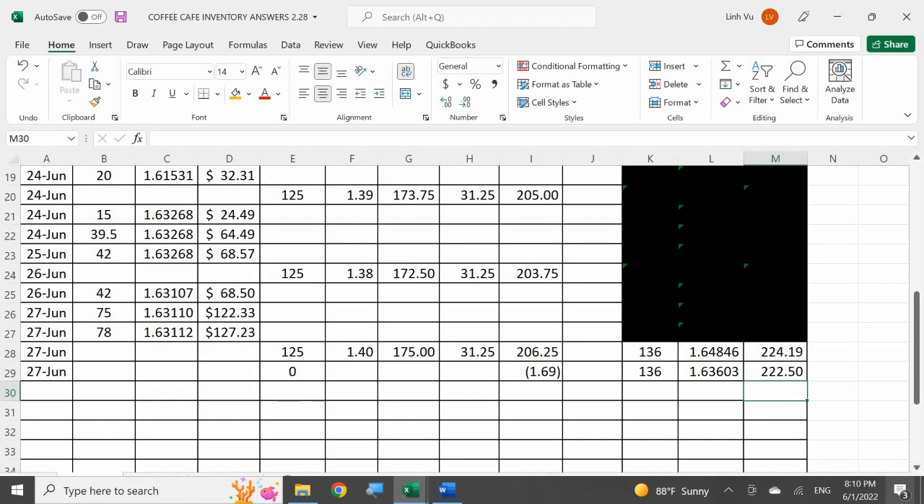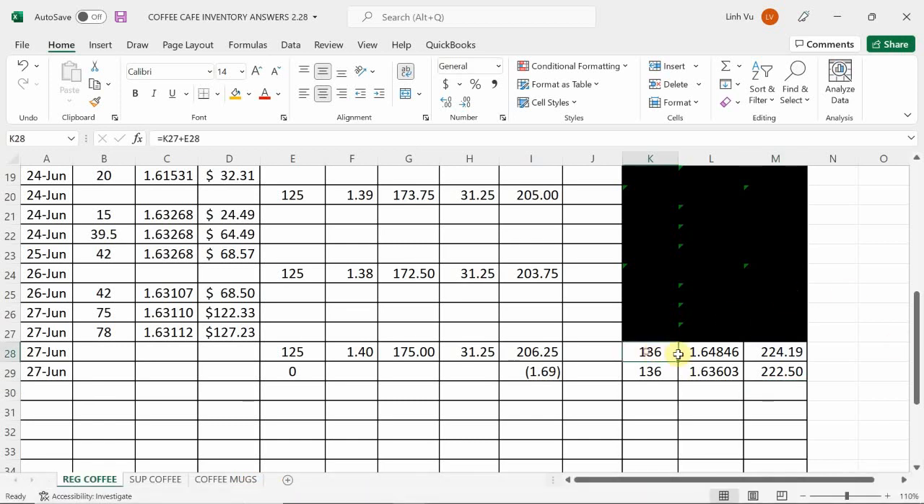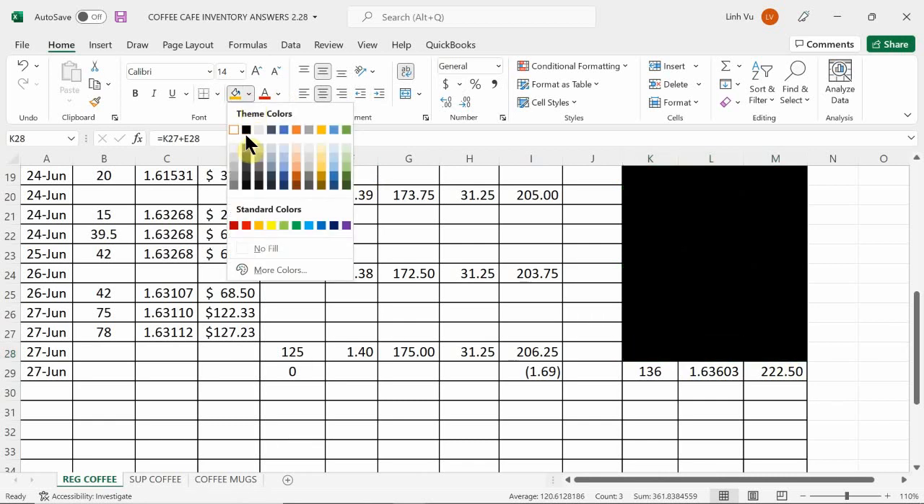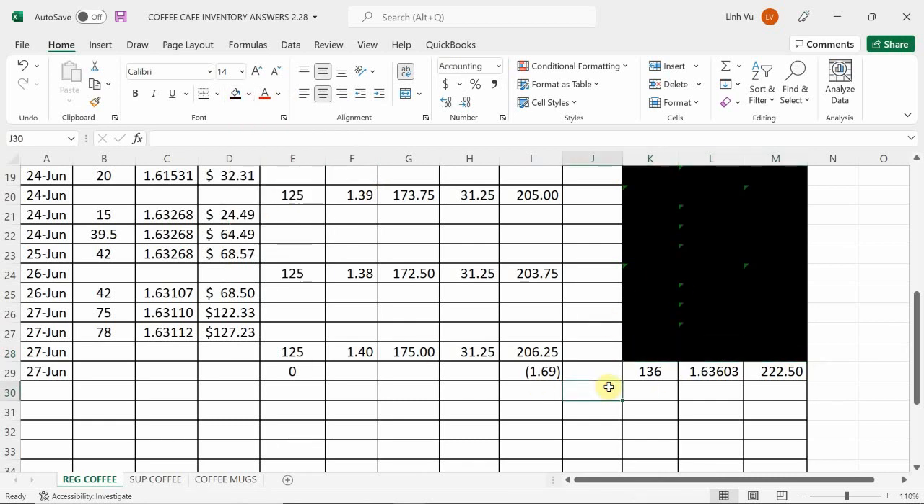So therefore, I should have 222.50, and that's going to change my average cost per item because I took some money off of the original total cost. So in this case, it dropped back down to 63 cents. All right. So that's that one there, and we adjusted my inventory accordingly.